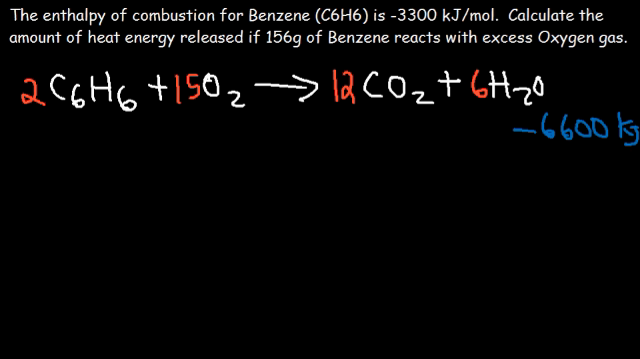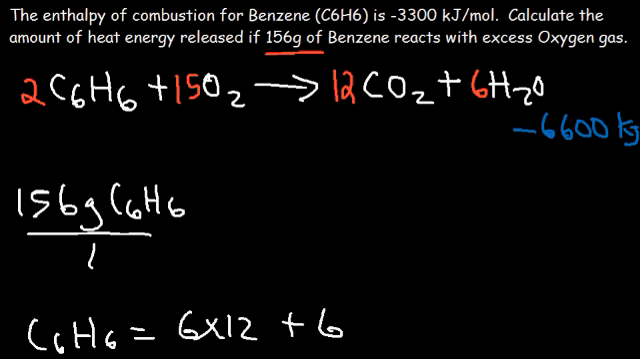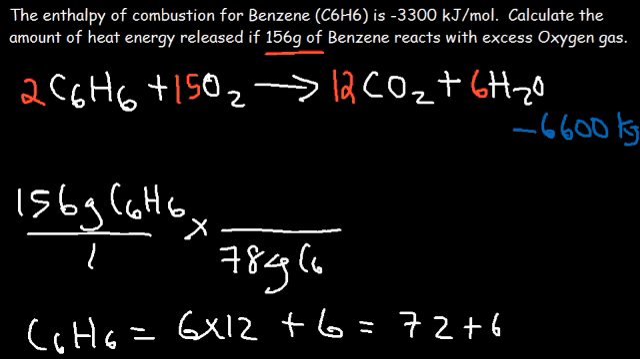So, let's start with 156 grams of benzene. And let's convert it to moles. So the molar mass for benzene is going to be 6 times 12 plus 6. 6 times 12 is 72, plus 6, that's 78. So for every 78 grams of benzene, there's 1 mole of benzene.